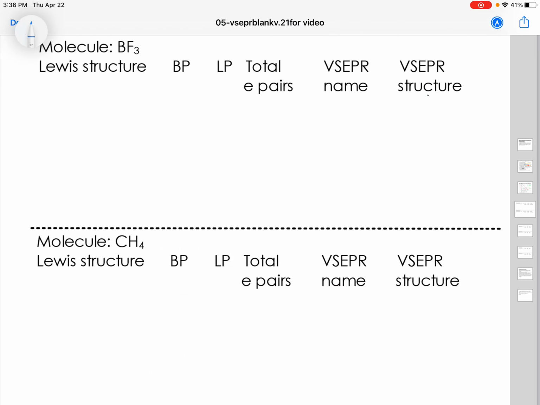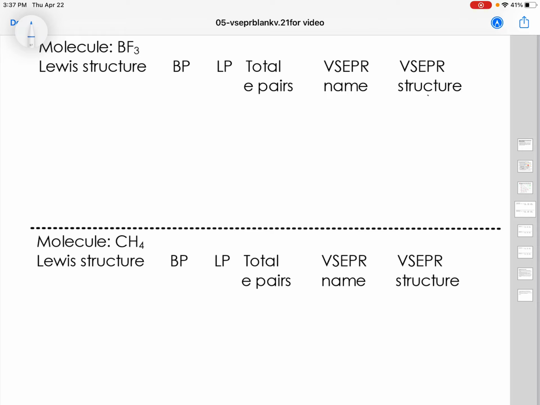I recommend sketching the Lewis structure. Then we're going to determine the BP, or bonding pairs, and LP, lone pairs. We'll use the total to help guide us through the chart, but the total is just kind of a summary. And then we're going to write the VSEPR name and draw the VSEPR structure the best we can.